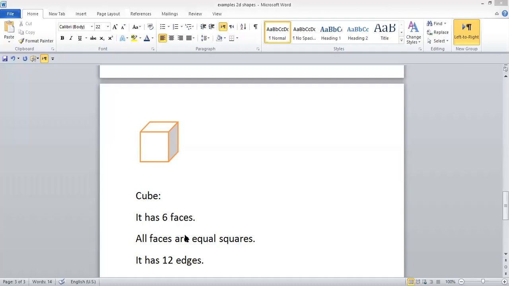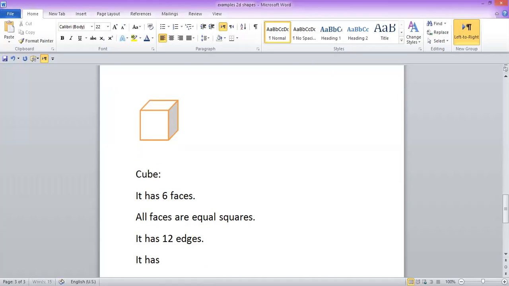So it has 6 faces. All faces are equal squares. It has 12 edges and it has 8 vertices. These are the properties of a cube. Do you understand cube, guys? Can you identify a cube from different solid shapes? Yes or no?